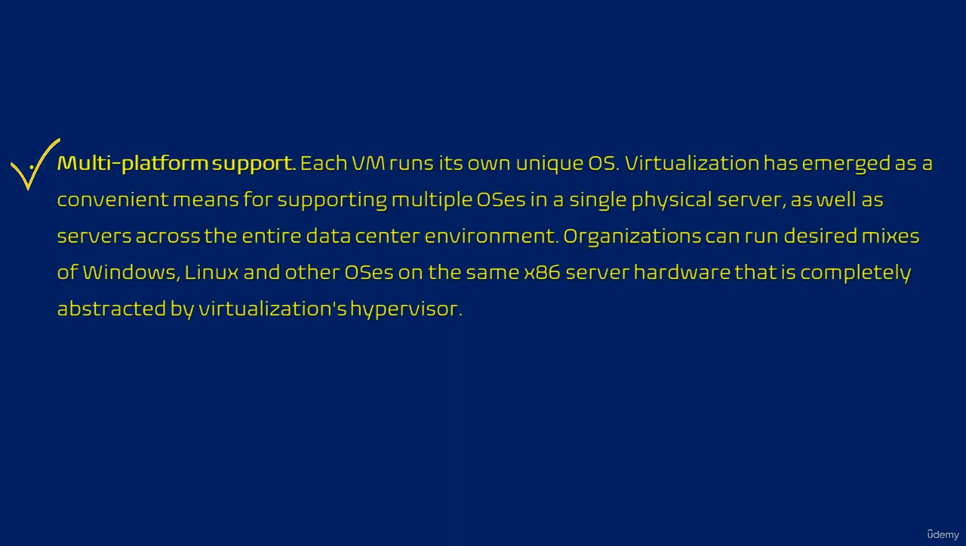So each VM runs its own unique OS. Virtualization has emerged as a convenient means for supporting multiple OSs in a single physical server, as well as servers across the entire data center environment. Organizations can run desired mixes of Windows, Linux, and other OSs on the same x86 server hardware that's completely abstracted by virtualization's hypervisor. In fact, there are very few enterprise workloads that can't function well in a VM. These would include legacy applications that depend on direct access to a specific server hardware device in order to function. And such concerns are rare and should disappear as legacy applications are inevitably revised and updated over time.